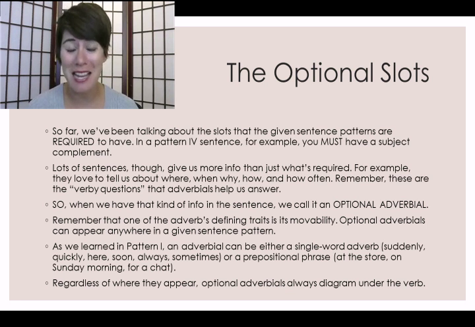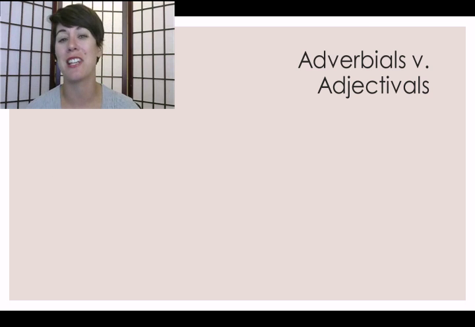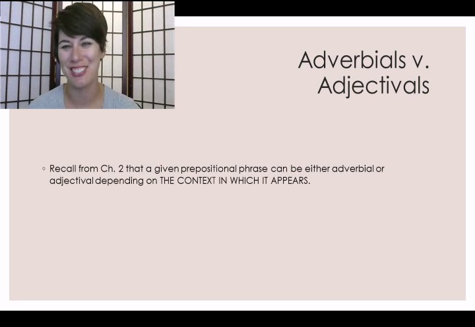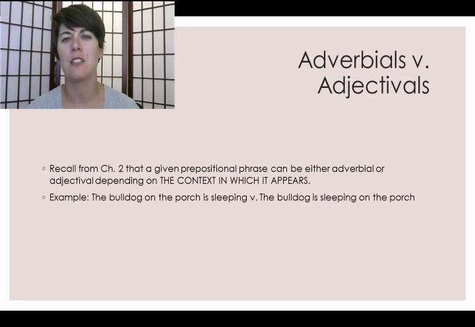Another thing to keep in mind when we're talking about optional adverbials is that we are still going to have to try to distinguish them from adjectivals. You'll recall from Chapter 2 that any given prepositional phrase can be adverbial or adjectival depending on the context in which it appears. So the bulldog on the porch is sleeping is different than the bulldog is sleeping on the porch. Same everything. Same predicating verb, same subject, same prepositional phrase. But where the prepositional phrase is placed makes a huge difference.